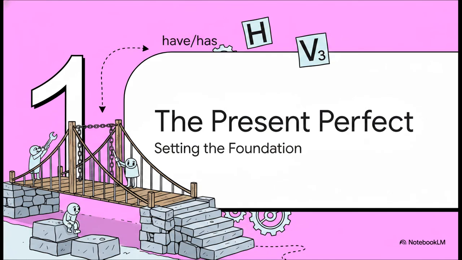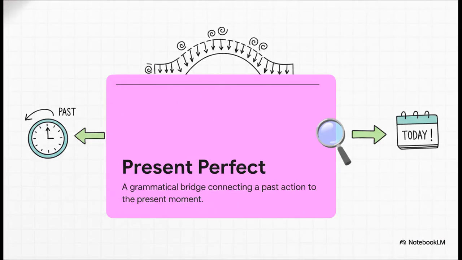Section 1. Building the present perfect, setting the foundation. Because, hey, before we can cross our grammatical bridge, we have to know how to build it, right? So, the core function of the present perfect is to act as that connection. We use it when an action or event happened in the past, but, and this is the absolute key, it still affects the present. We aren't just telling some dusty historical story here. We're explaining how yesterday's action actually matters right now, today.